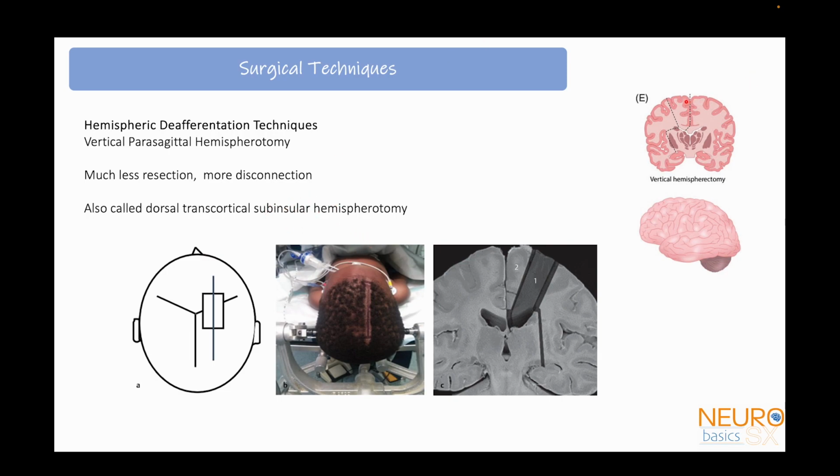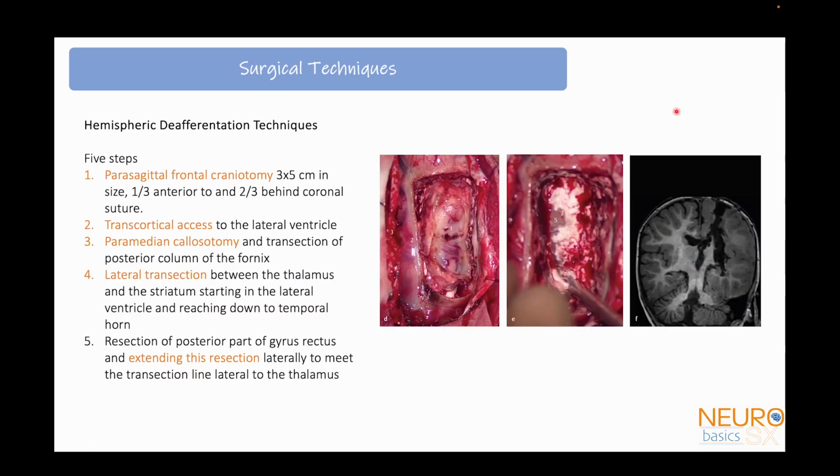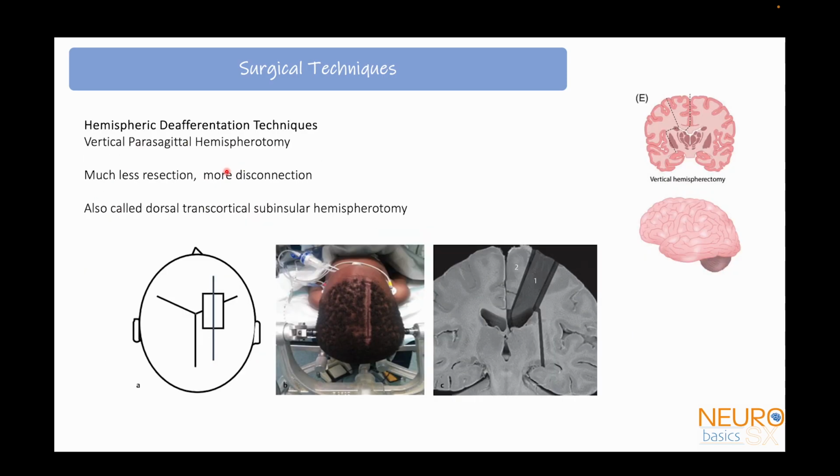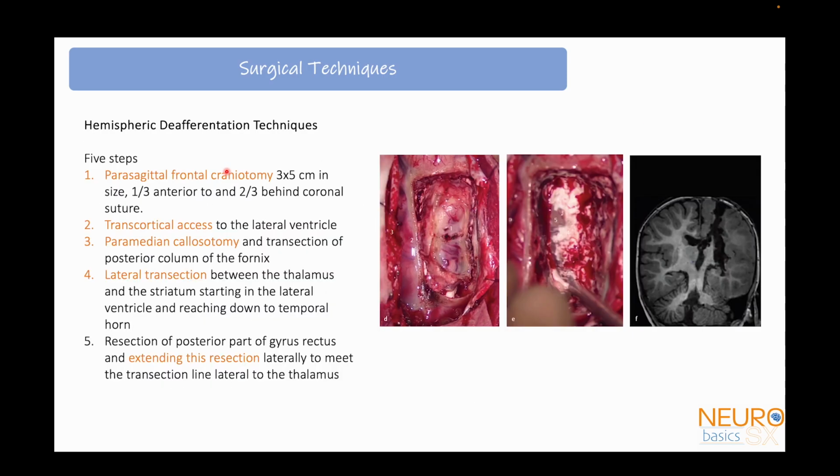So as you can see here, this is the vertical hemispherotomy, and you're going to be entering from above and creating disconnection lines, as we can see along these dotted lines here. So we'll see how this happens. There are basically 5 steps to a hemispheric deafferentation, and the way that it is done in a vertical parasagittal hemispherotomy is as follows. So first you create a parasagittal frontoparietal craniotomy.